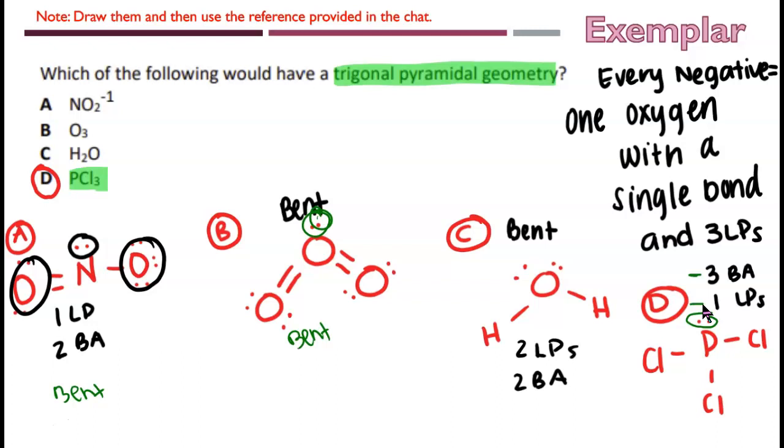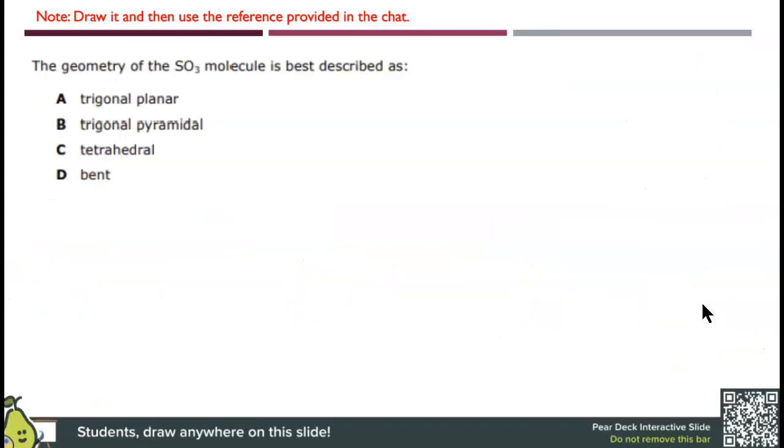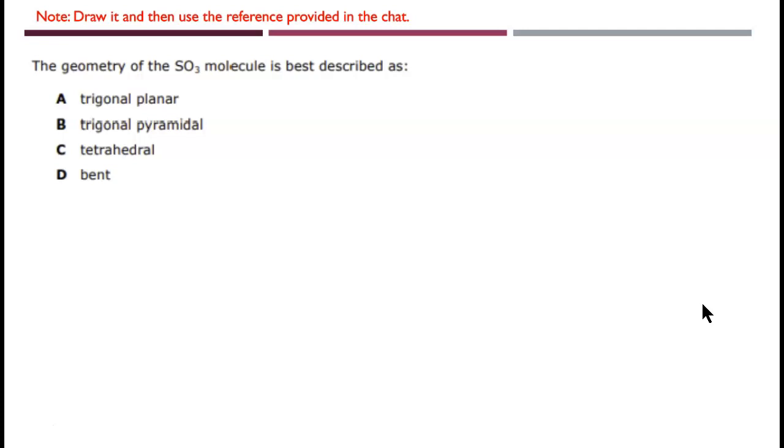If you guys don't know how to do it, do the AXE for them. If you draw them out, you can do the AXE. The answer has the AXE given to you there too as well. All right, the geometry of SO3 molecule is best described as, we can go ahead and draw that one.